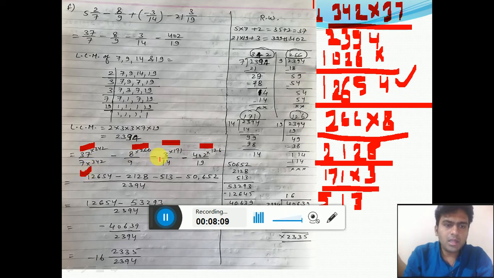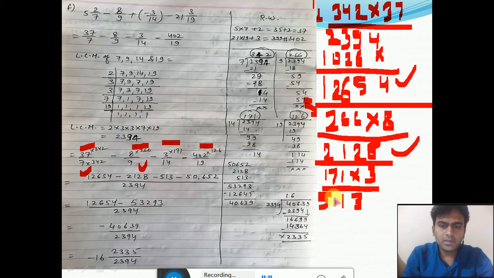Now multiply 266 with 8. 8 6s are 48, carry over 4. 8 6s are 48 plus 4 is 52, carry over 5. Now 8 2s are 16 plus 5 equals 21. So while multiplying 266 with 8, we got 2128. Now next, 3 into 171. 3 1s are 3, 3 7s are 21, carry over 2. 3 1s are 3 and 2 is 5. So 513. So we have written here 513. The sign here is minus and here also minus.